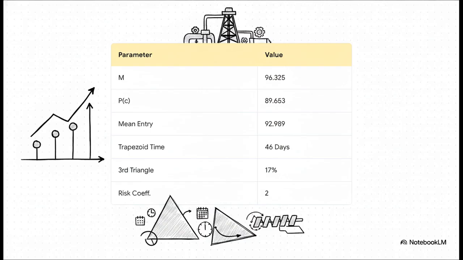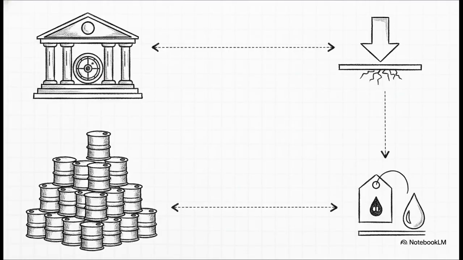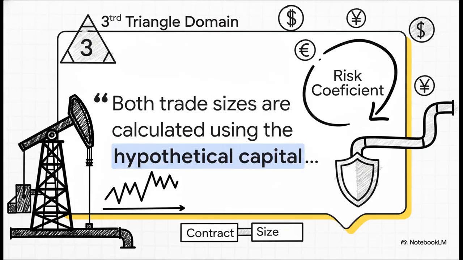The core geometric parameters are rigidly set too. The trapezoid time is exactly 46 days, the third triangle domain is 17%, and our risk coefficient is precisely 2. Before a single dollar of capital is ever deployed, the risk architecture has to be strictly defined. In this model, we're utilizing a hypothetical capital base of $100,000. The maximum expected drawdown is hard-capped at 5%, which is $5,000. We're looking at a contract size of 1,000 barrels, and the expected low price for this setup is recorded at $61.37.